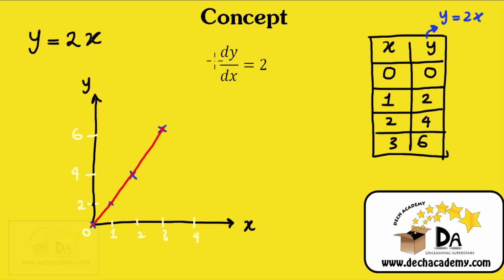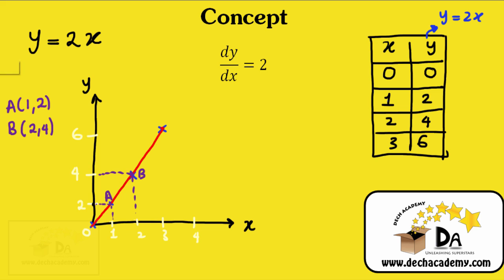Now I'm going to demonstrate the meaning of this expression, dy dx is equal to 2. It says for a change in y, if you divide it by the corresponding change in x, you get 2. So I'm going to start with a point on this graph here. I'll call it point A. It has an x coordinate of 1 and a y coordinate of 2. And I'm going to move to another point here. This point I'll call B, which has an x coordinate of 2 and a y coordinate of 4.